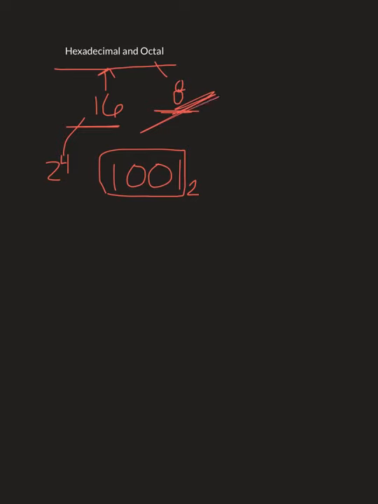Since octal is 2 to the 3rd power, if I had a number like this in binary, I could turn this into one character in octal. We're going to focus on that a little bit later, once we figure out what hexadecimal is and how it works.